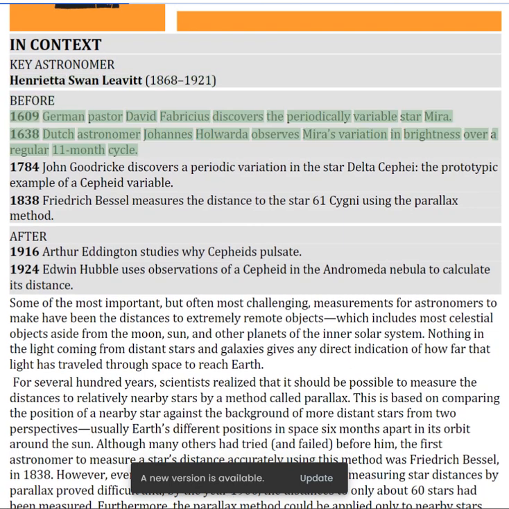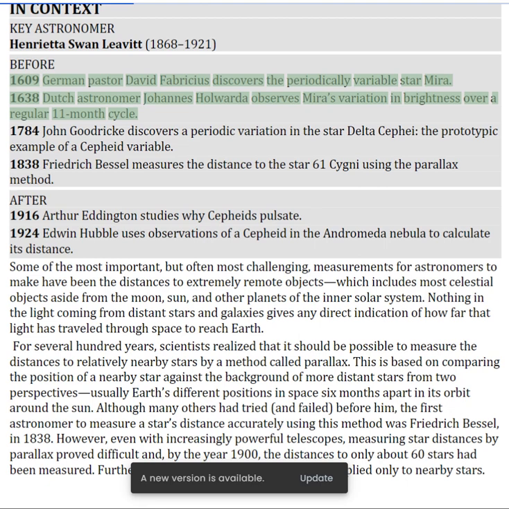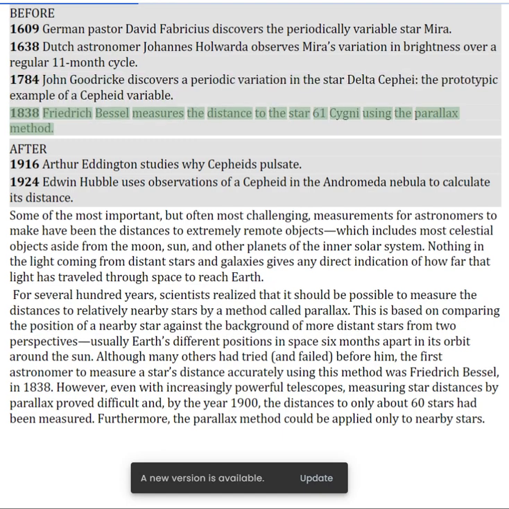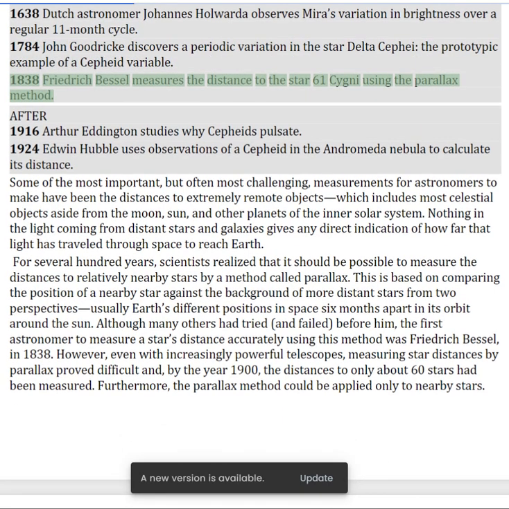Before 1609: German pastor David Fabricius discovers the periodically variable star Mira. 1638: Dutch astronomer Johannes Holwarda observes Mira's variation in brightness over a regular 11-month cycle. 1784: John Goodricke discovers a periodic variation in the star Delta Cephei, the prototypic example of a Cepheid variable. 1838: Friedrich Bessel measures the distance to the star 61 Cygni using the parallax method.